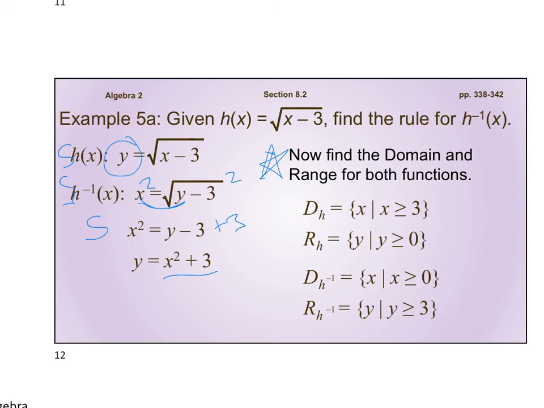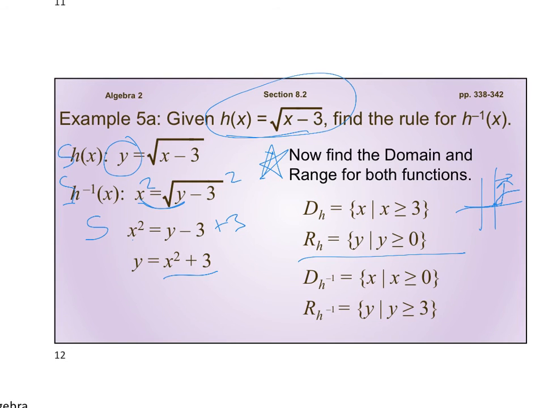Now I have to find the domain and range for both functions. So first off, the very first function, remember the graph would look like this. Well, actually, it should be at a positive 3. My shapes aren't great. It's going to be at positive 3, and it's more like that. That means my domain is greater than or equal to 3. It also means my range is greater than or equal to 0.